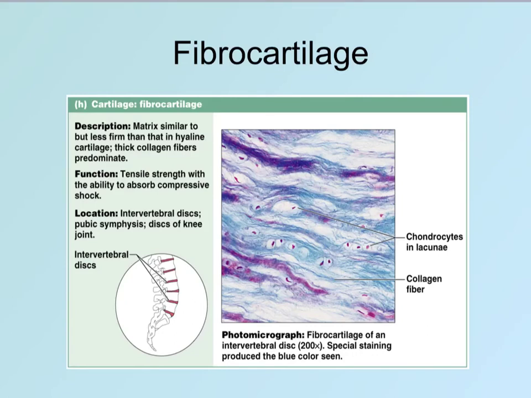So here you can see the fibrocartilage. These dense bands here are the collagen fibers that run throughout it. But you can also see those little purple ones that run through. Those are the elastic fibers. So this one has both. The cells, again, have that similar flattened look. But with hyaline cartilage, you don't see these elastic and collagen bands.